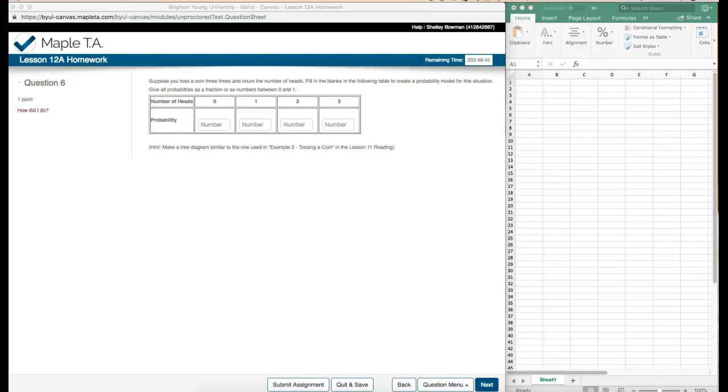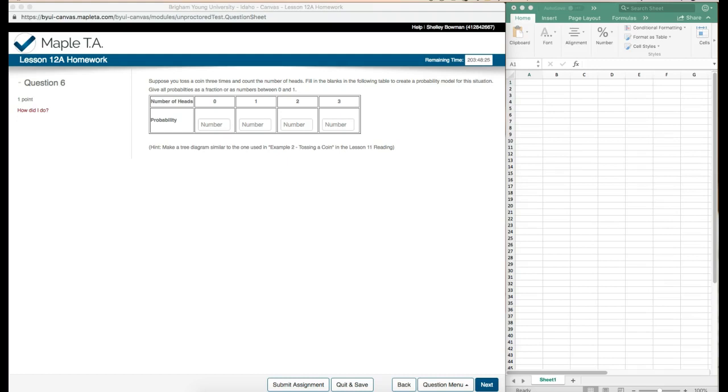This is Maple TA Lesson 12A homework question number 6. Suppose you toss a coin 3 times and count the number of heads. Fill in the blanks in the following table to create a probability model for this situation. Give all probabilities as a fraction or as a number between 0 and 1, meaning a decimal.